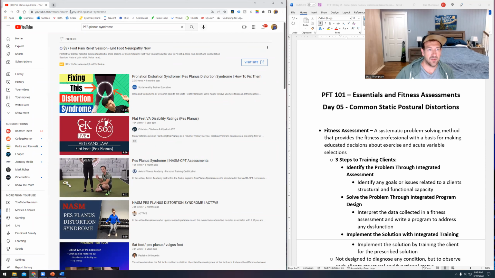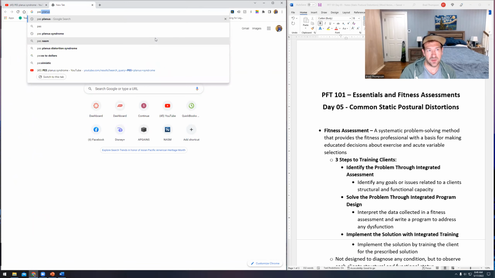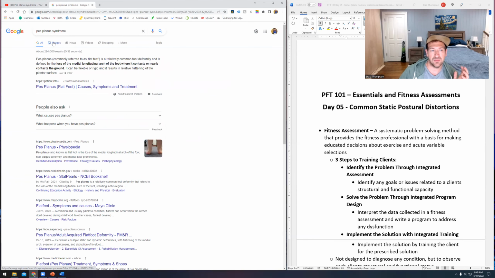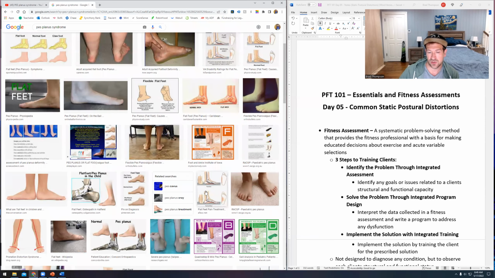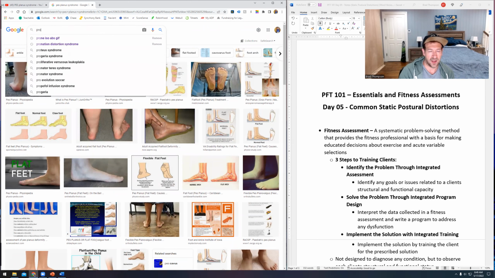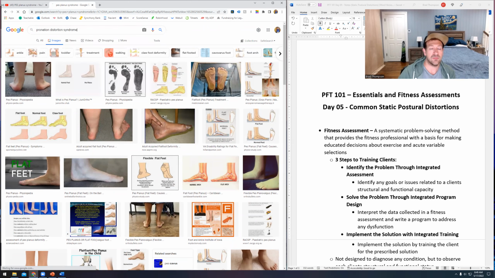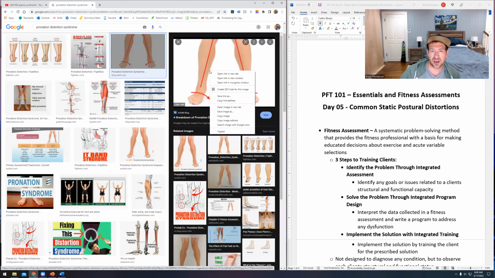So before I do, the three distortions that we're going to be looking at today, we're going to look at what's called pes planus syndrome, which is more commonly referred to as pronation distortion syndrome. It's where you are pronating your foot, and that's causing distortions that travel up the kinetic chain. So when I say pronation distortion, what we mean is we're seeing the foot pronate, okay? And that's our foundation for everything.